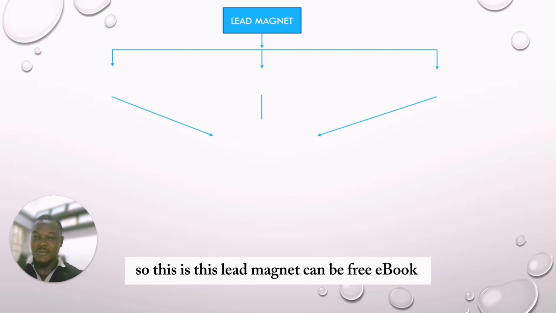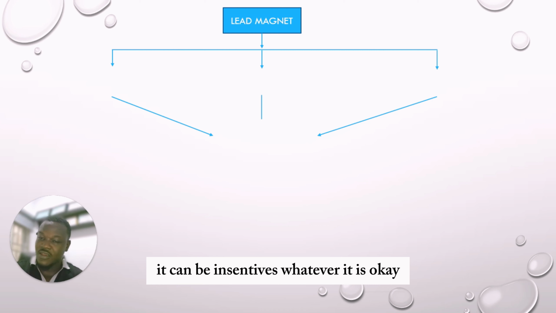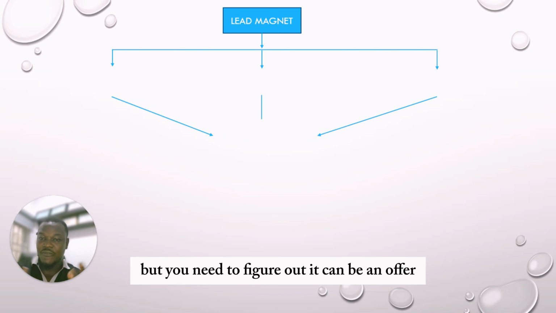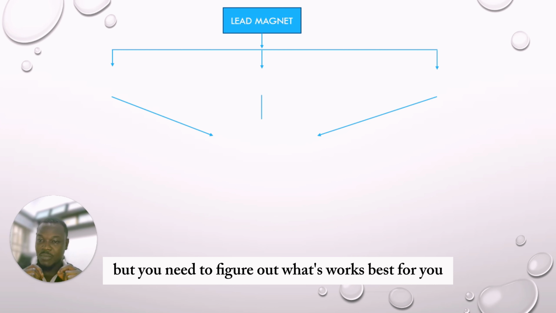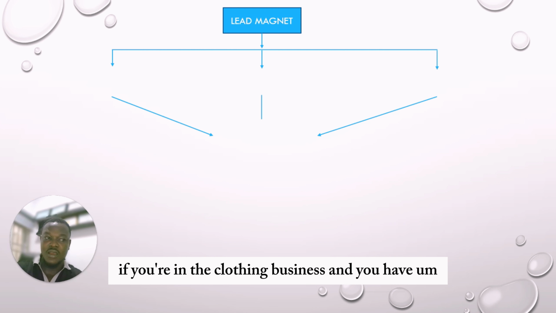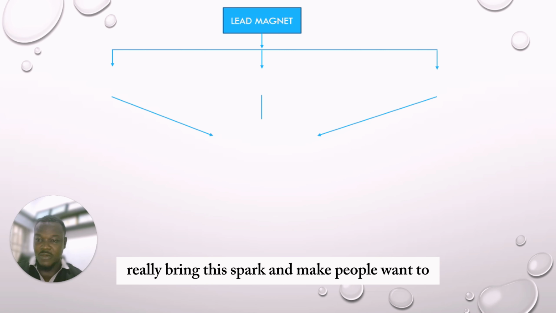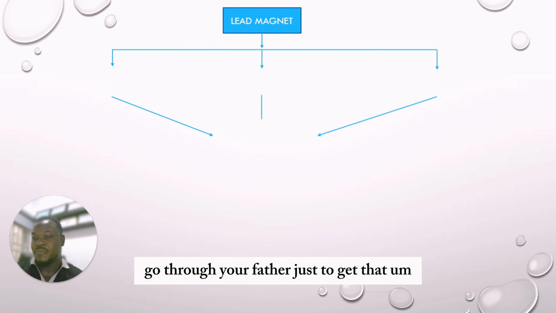So this lead magnet can be a free ebook, it can be discounts, it can be incentives, whatever it is. It can be a limited offer or a special offer, but you need to figure out what works best for you. So, for instance, if you're in the clothing business and you have clothes for sale, a 10% discount can really bring a spark and make people want to go through your funnel just to get that discount.